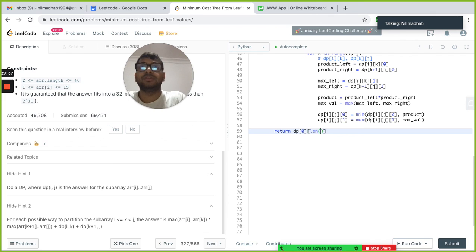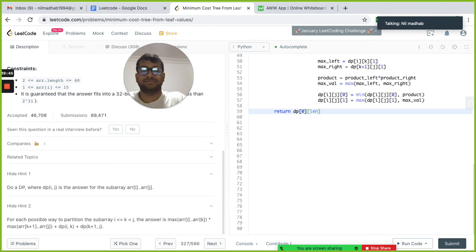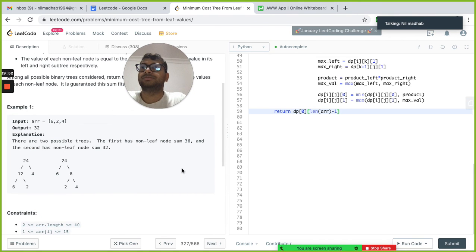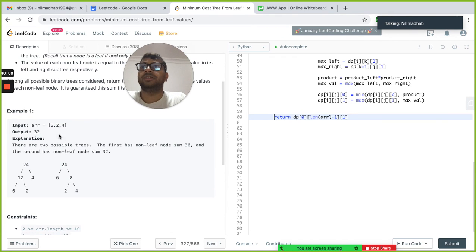Length of dp of 0 and the length of array minus 1, and which element? Product, right? Or sum? We have to give the sum. So 0 is product, right? 1 is sum. We have written the sum, right? The sum, not the product, or what?